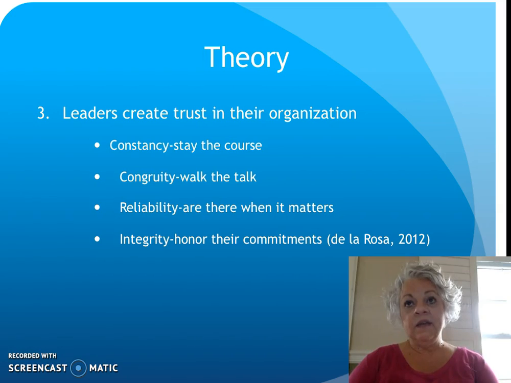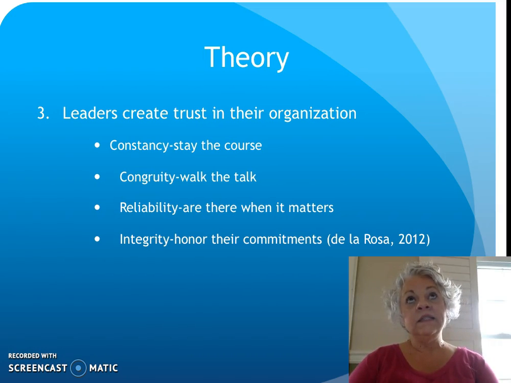Congruity and walk the talk. That's something I've heard over and over in my leadership: it's okay if you talk the talk, but what I really want to know is, are you going to walk the talk? Are you going to do what you say and what you expect everybody else to do? And the third piece is reliability.